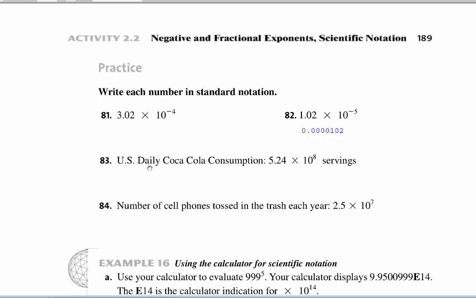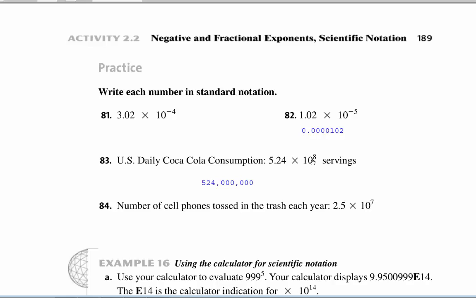For number 83, it says the U.S. daily Coca-Cola consumption, 5.24 times 10 to the 8 servings. It's a lot of Coca-Cola. We're going to move the decimal 8 places to the right, right? So if it was negative, we went to the left. Positive, we're going to go to the right. So it looks like we have 524 million servings.